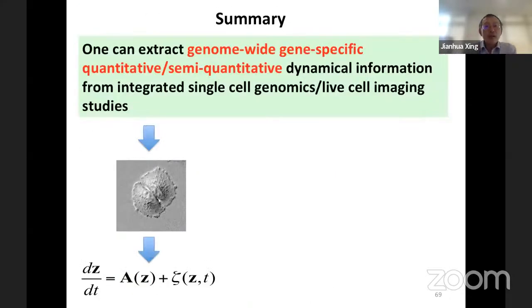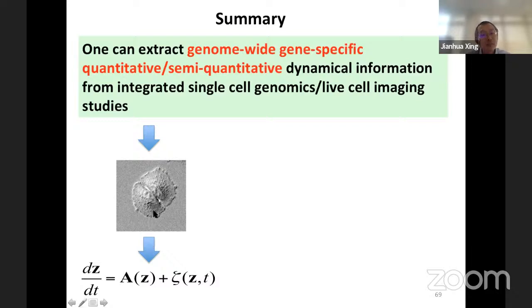Okay, so what I want to summarize here is, in the past few years, my lab has been focusing on getting genome-wide and gene-specific quantitative, semi-quantitative dynamics information. It's all based on single-cell snapshot genomic data and live-cell imaging data. What's exciting is that, traditionally, with a lot of data and data science, you do statistical analysis; we try to place all this analysis within the framework of dynamical system theory. So what we want to get is, you have a cell, you have input, stimuli, and you get output.